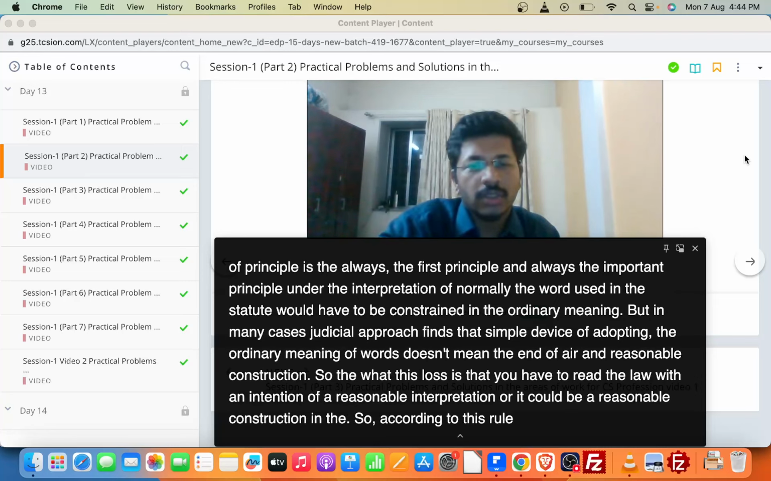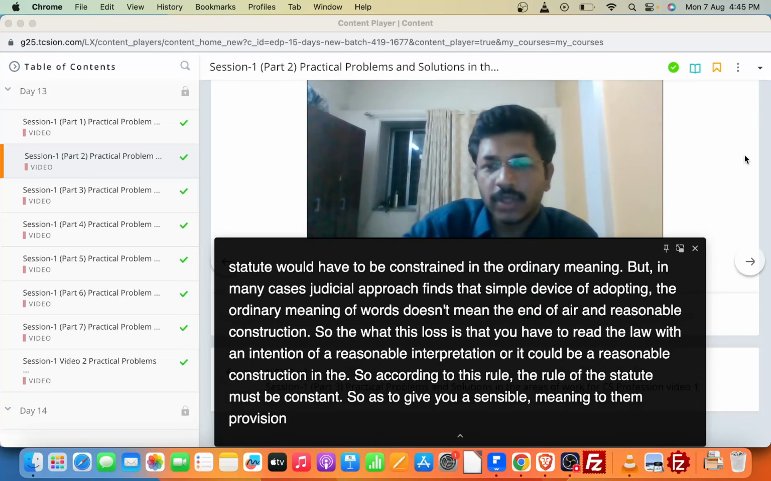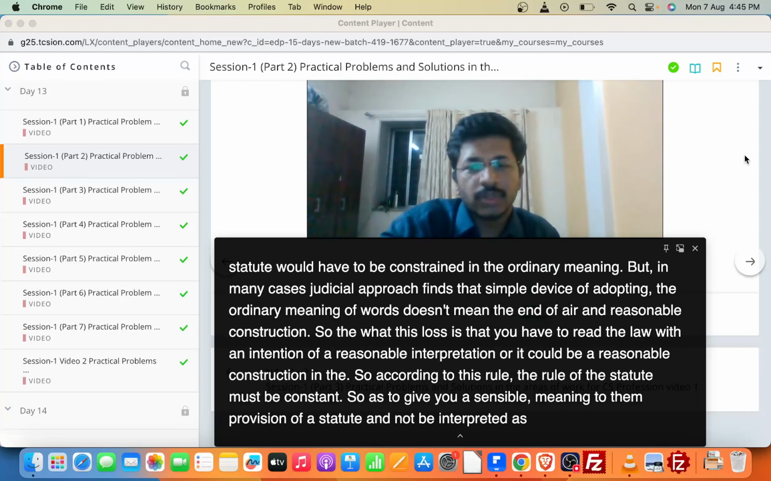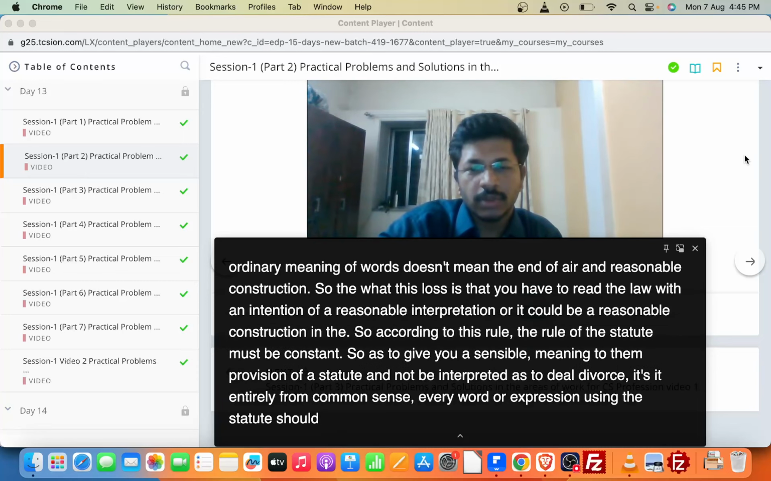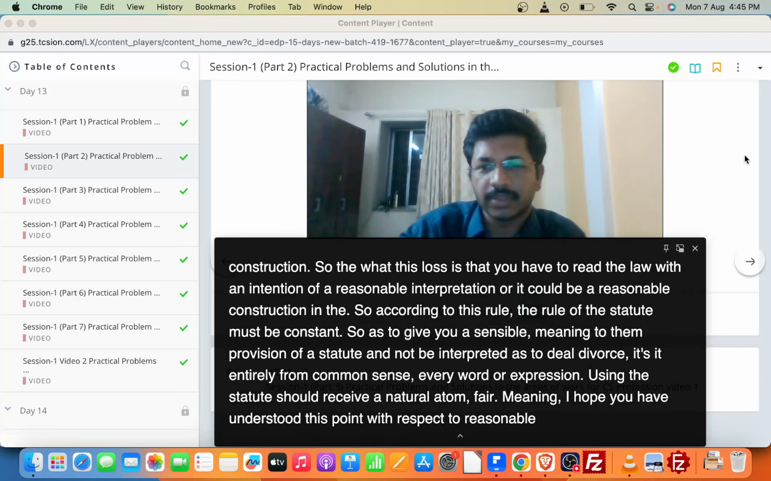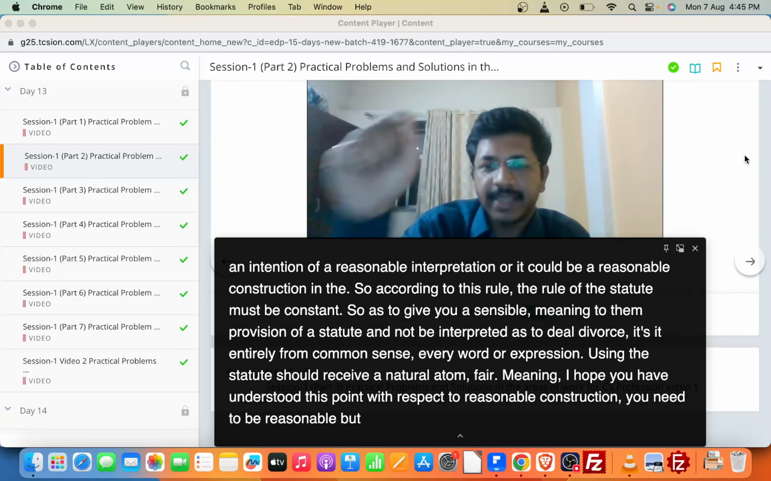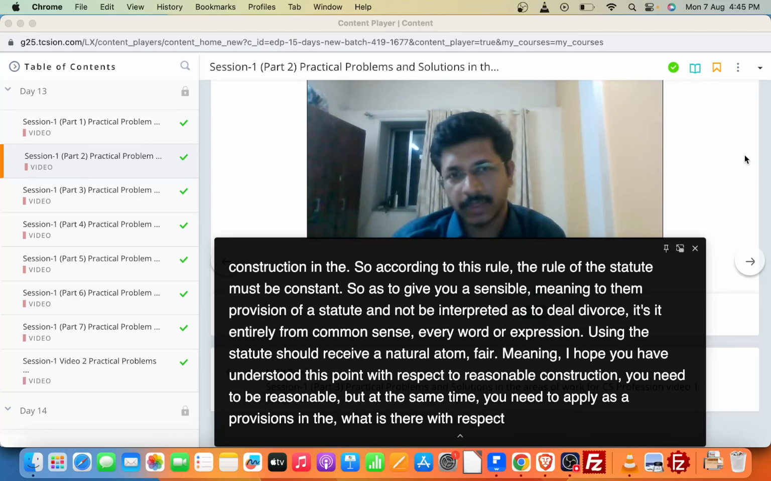So according to this rule, the words of the statute must be construed so as to give a sensible meaning to them. A provision of a statute cannot be interpreted so as to divorce it entirely from common sense. Every word or expression used in the statute should receive a natural and a fair meaning. I hope you all have understood this point with respect to reasonable construction. You need to be reasonable, but at the same time you need to apply the provisions that are there with respect to the particular statute.